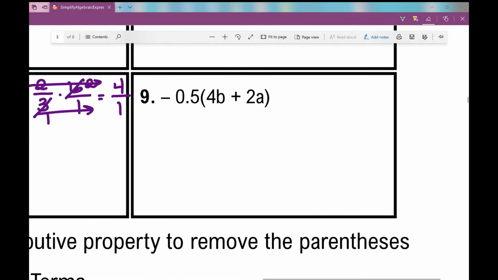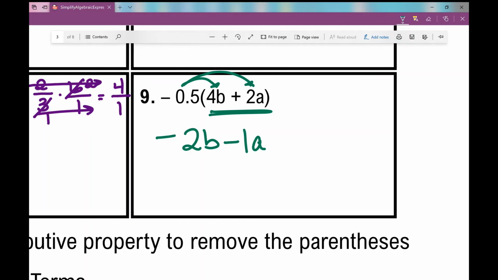The next one, I've got a decimal. 0.5 is just what? 1/2. When I multiply something by 1/2, what am I really doing? I'm just dividing it by 2. So I've got 2 terms inside my parentheses. I'm going to multiply this negative, and I'm just going to say 1/2. Negative 1/2 times positive 4 is going to be negative 2. Don't forget your variable.